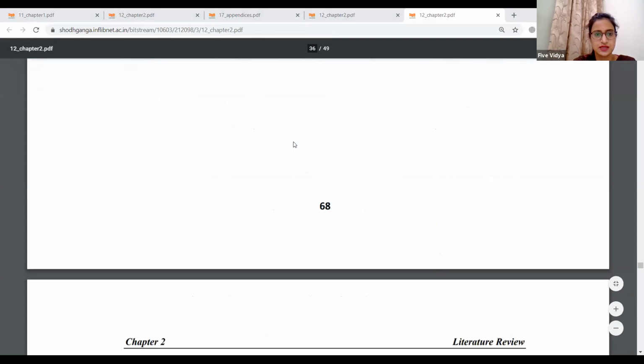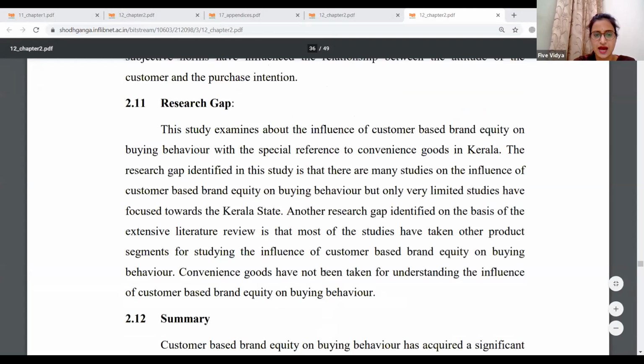I hope this is clear. How we write the research gap is clear to all of you. Now I'm coming back to my PPT.